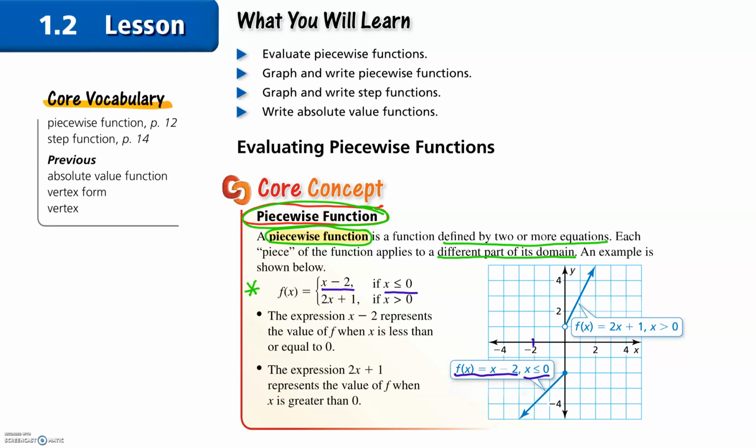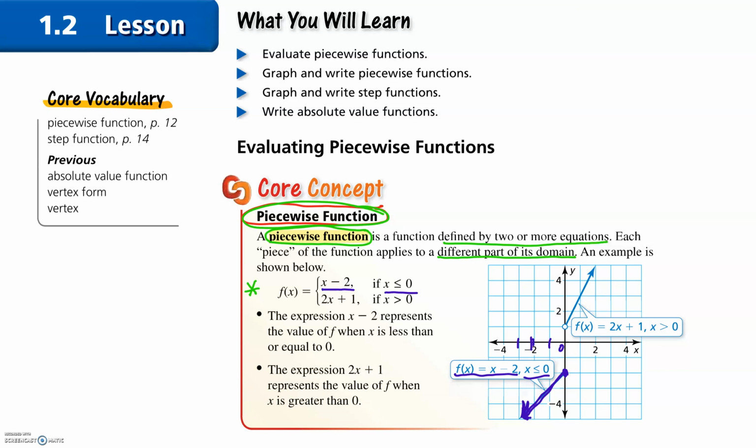Now that equation, y equals x minus 2, represents a line with its y-intercept at -2, but we're only interested in that part where x is 0 or less. So x equals 0, x equals -1, x equals -2, x equals -3, and so forth. That's one piece of the graph.